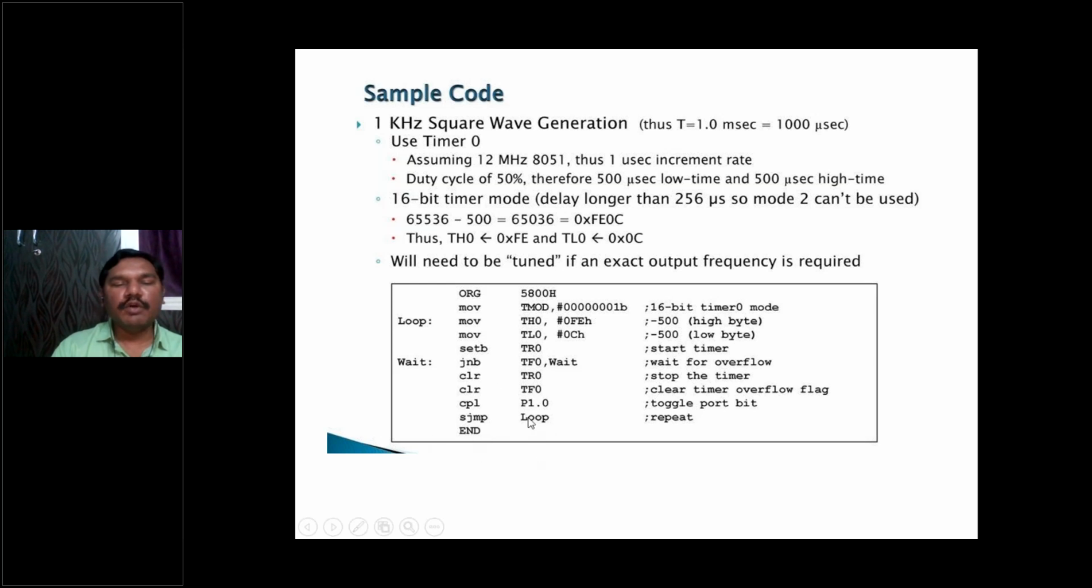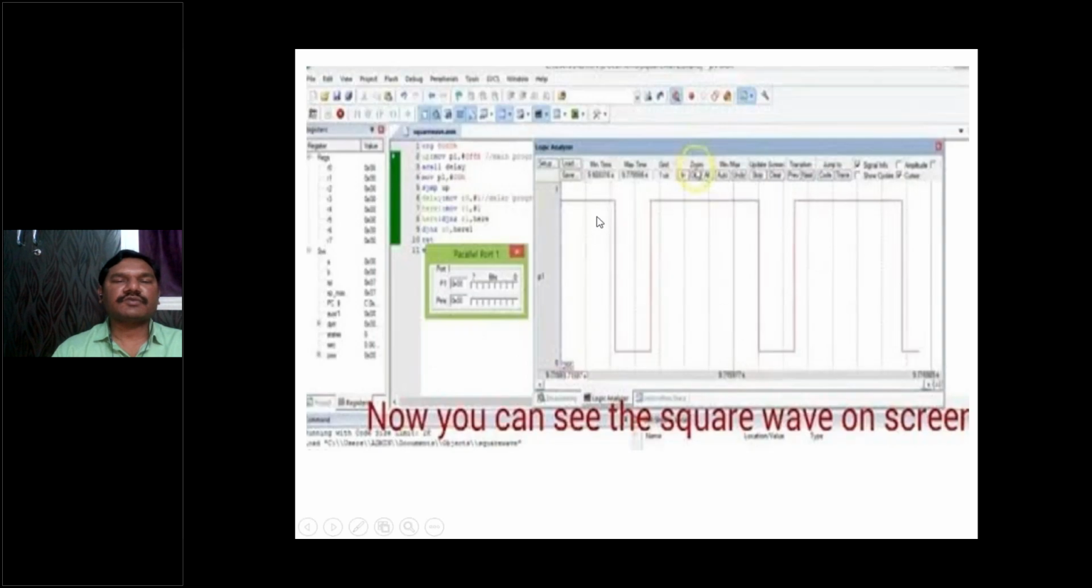So this will be a short jump loop. It will continuously loop here. Understand, this is the way of generating the square wave. Very, very, very important from the examination point of view. And this is the output. Here you can see that this is what was shown in the first slide itself, how to generate the square wave.